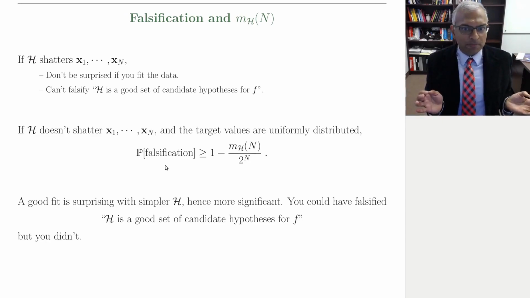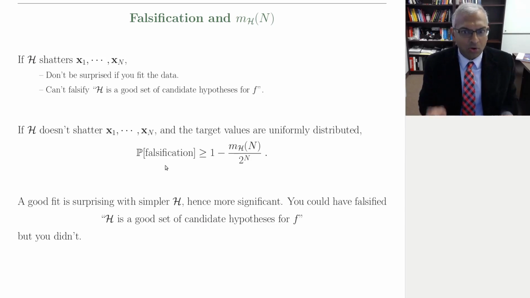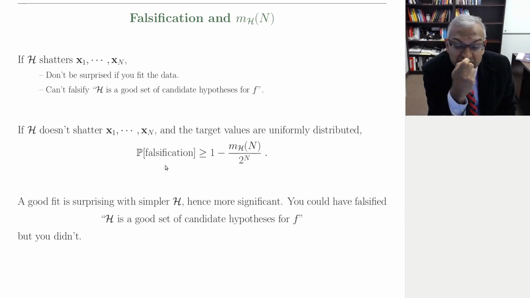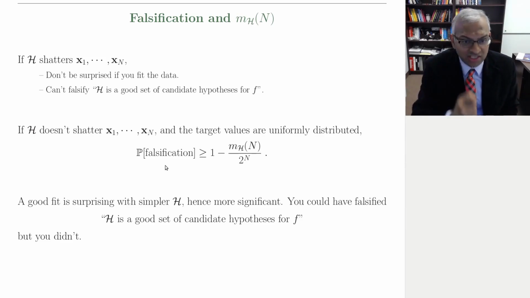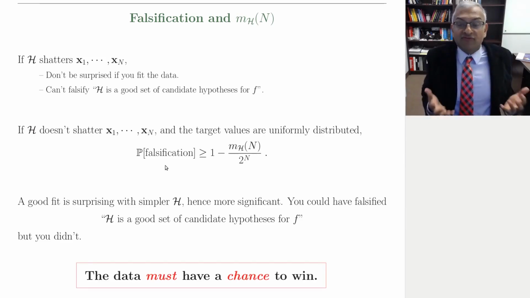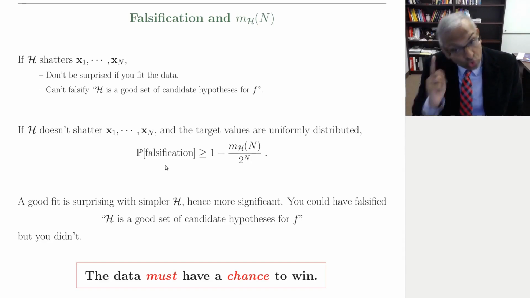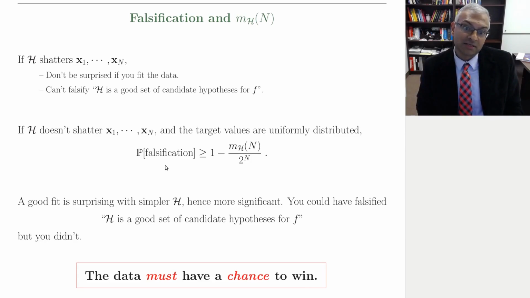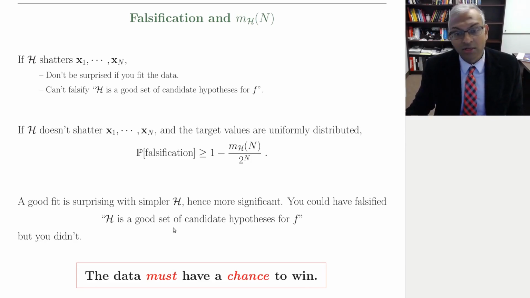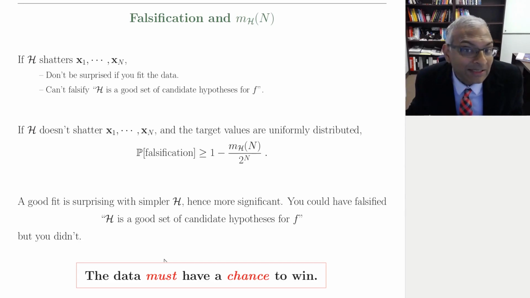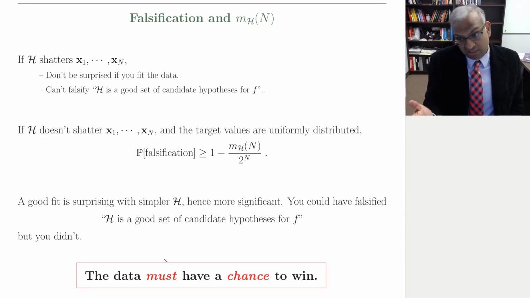Now imagine your surprise when you go and run the experiment, generate the y values and try to fit, and you find that you fit the data extremely well. You, for example, got in-sample error 0. You didn't get falsified. It's a very surprising outcome. It's a very significant outcome. So a good fit is surprising with a simpler H, and hence it is more significant. You could have falsified your hypothesis set. You could have falsified the claim that H is a good set of candidate hypotheses for f, but you didn't. And the fact that you didn't is significant.